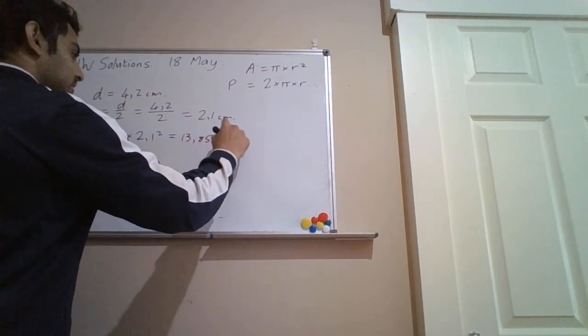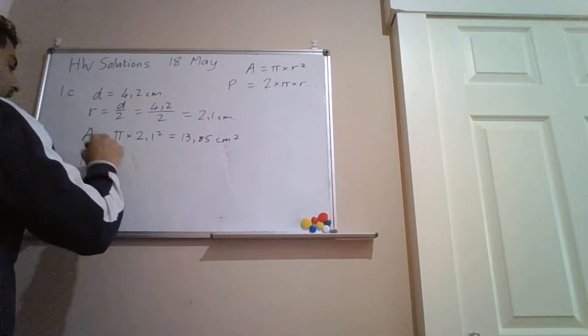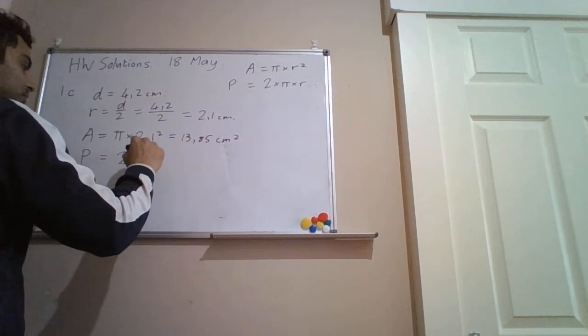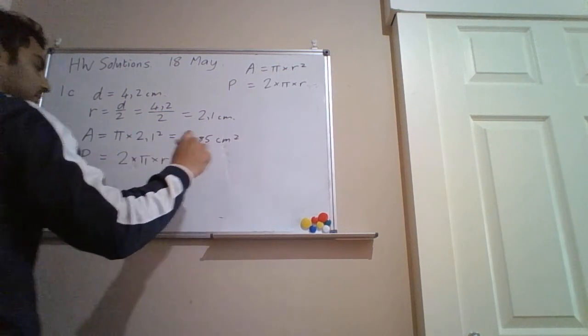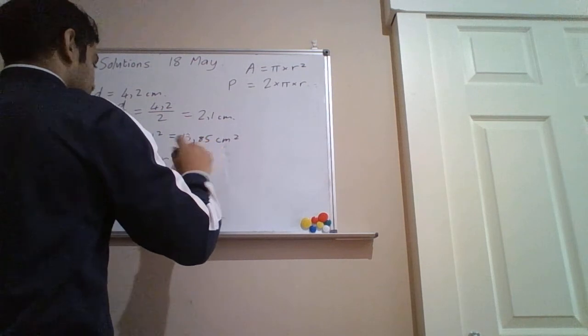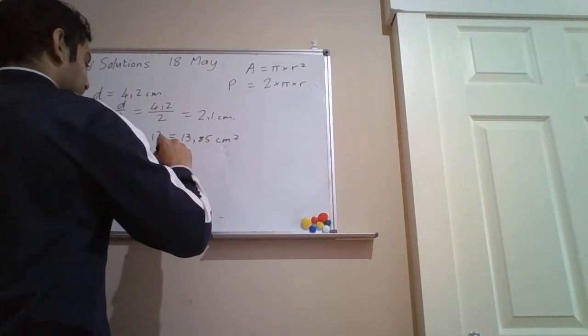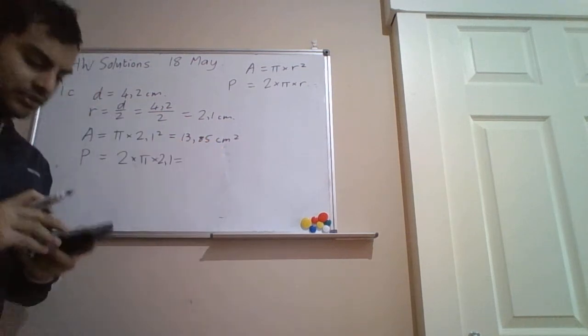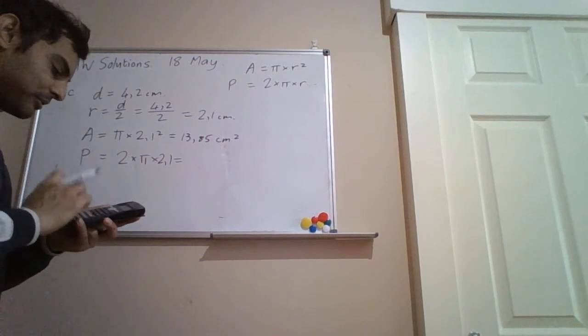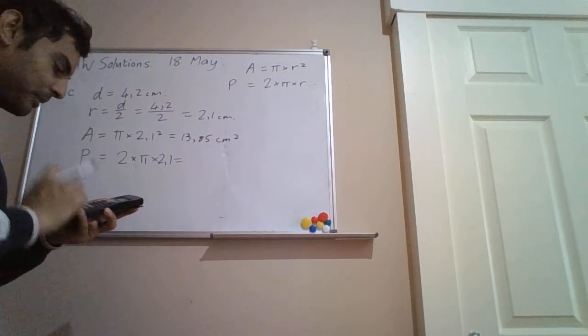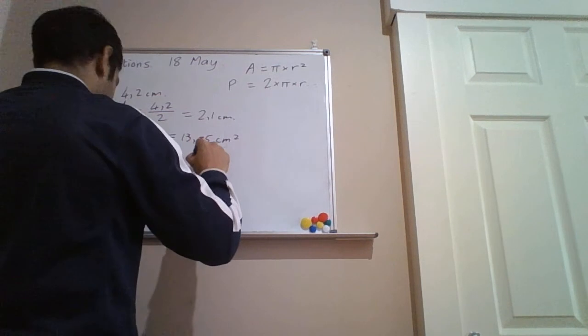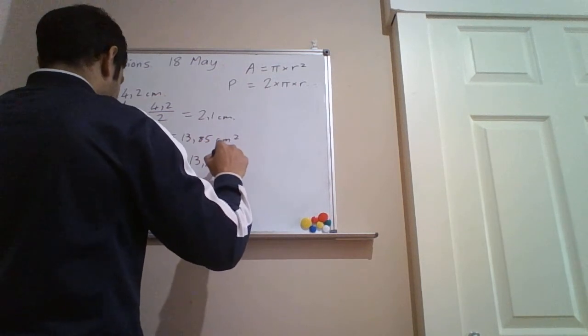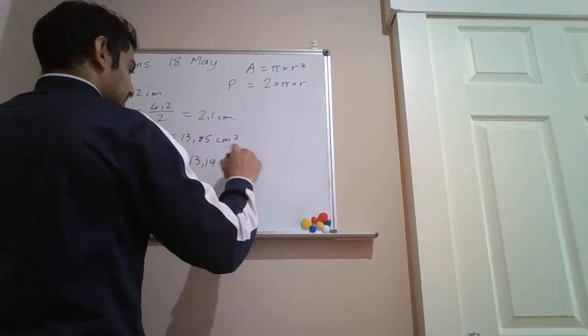I get 13,85 units centimeters squared, and our perimeter is 2 times pi times r. So I'm actually going to just put the r in right away. So 2 times 2,1 times pi, and I get 13,19 centimeters.